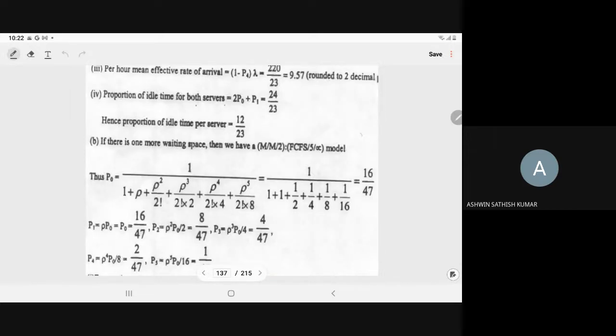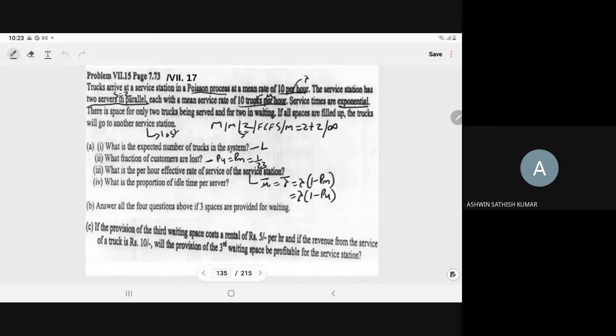So here we have the required value, 1 minus P4 into lambda, 9.57. You can notice this is less than 10. It means 0.43 are the lost customers. The 0.43 proportion is the lost proportion or lost truck. Lost truck. Clear?